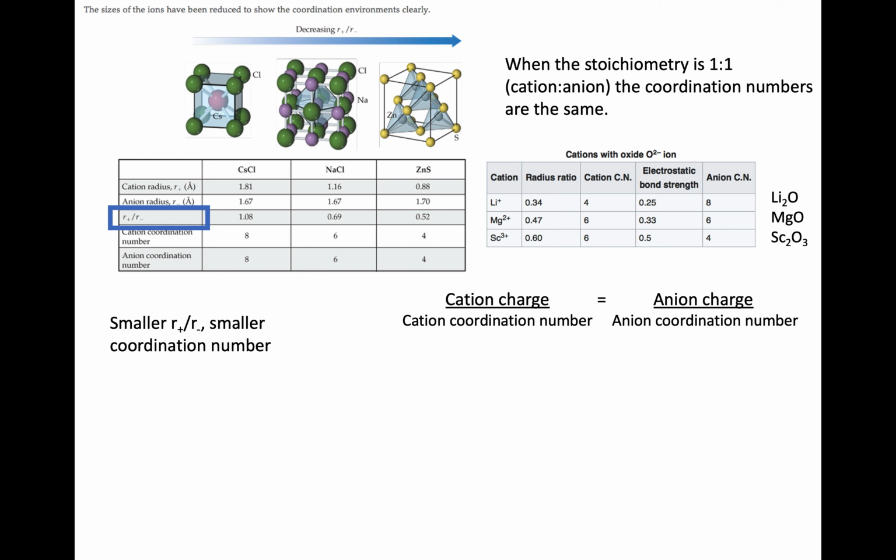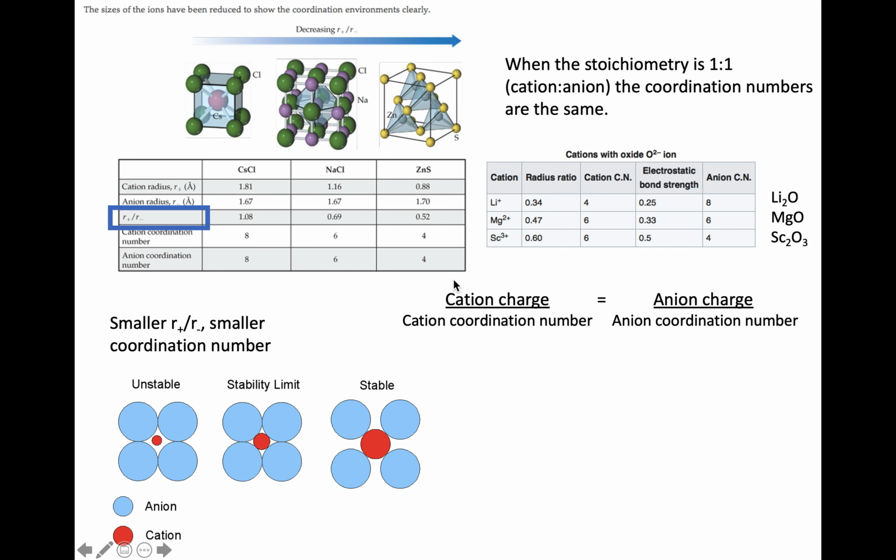Now, another feature that I have right here is data as far as the size of the cation relative to the size of the anion. As that ratio changes, I see that the coordination number is changing. This is the idea within that. The cation must be large enough to keep the anions apart from each other. If we have it so it's large enough, it could keep those negative charges apart from each other.